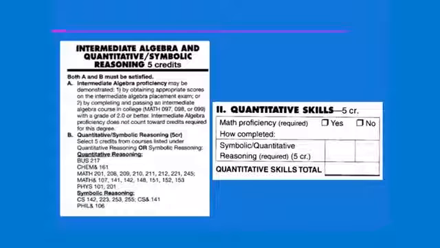Number 2 reason, you can use that 5 credit class either in this quantitative group or you can use it in the math science group, which is group number 5.